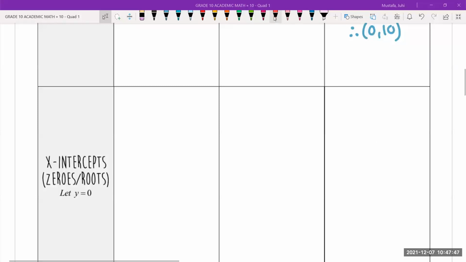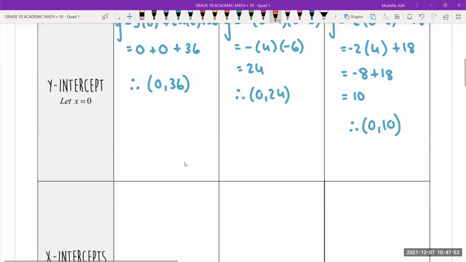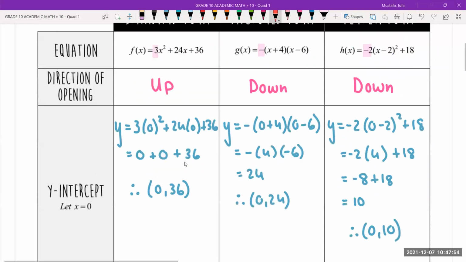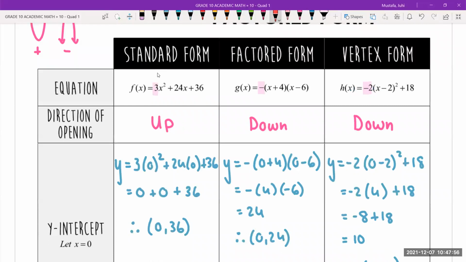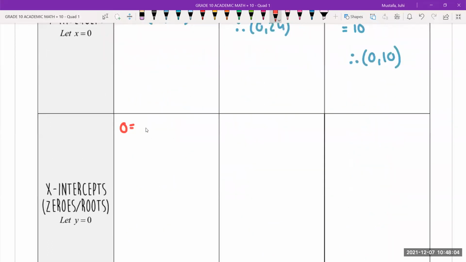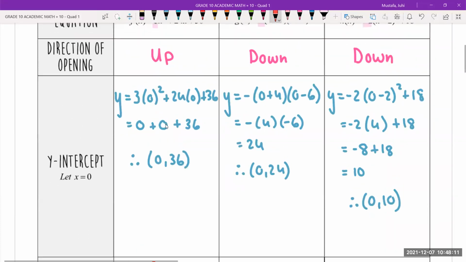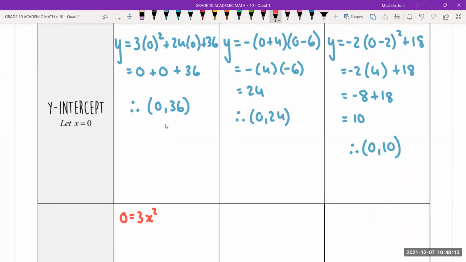All right, for the x-intercept, we're going to let y equal to 0, and then we're going to solve. There are a couple of ways we can do this. So for the first question, I'm going to put a big 0 here, and then I'm going to try and solve this. So it's going to be 0 is equal to, I wish I had a sheet in front of me, 3x squared plus 24x plus 36.